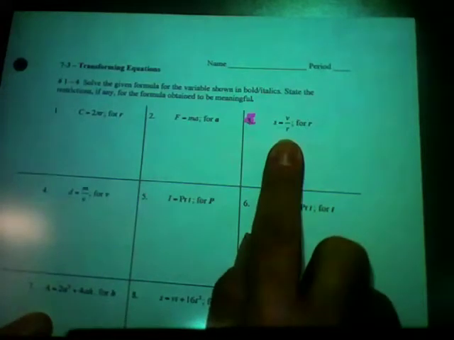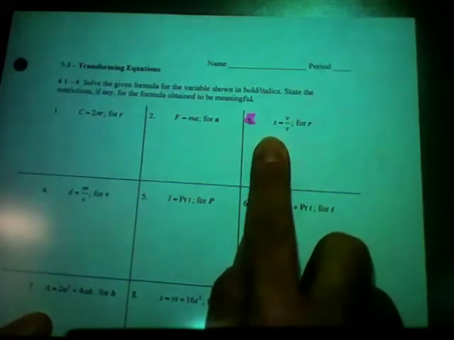So number 3 is a fraction on the right, and then we have the S.